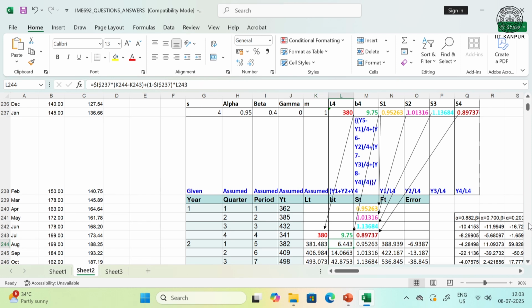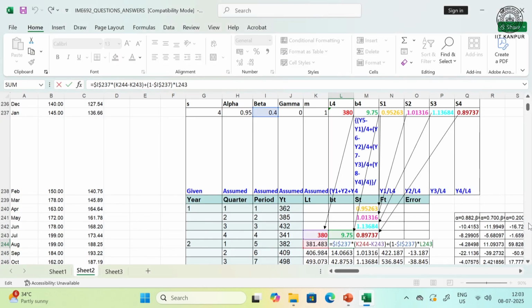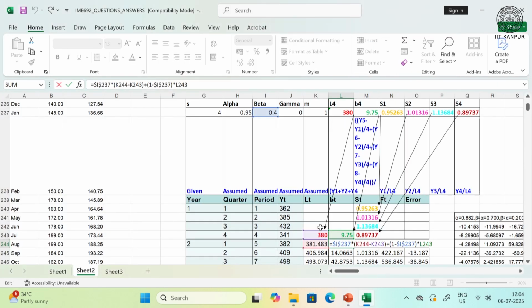Trend is given by what is the formula? Beta into LT minus 1. So, LT minus 1 would be K244 minus 243, which is 381.483 minus 380. That is the first part. Second part is 1 minus beta into Bt minus 1. So, 1 minus beta is basically 1 minus 0.4 into L243, and if you consider 243 is basically the value of beta value one step backwards, one step in the past. So, I have found out beta t.